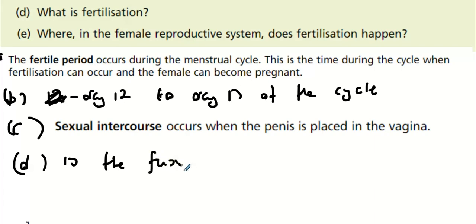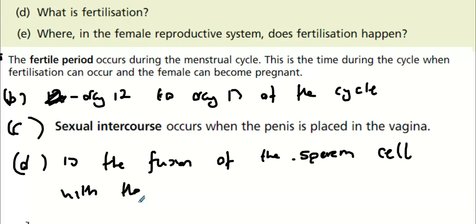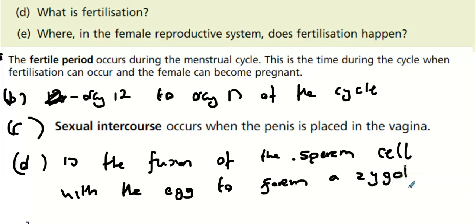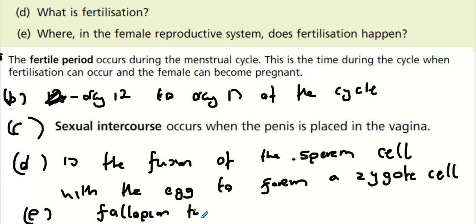It's the fusion of the sperm cell with the egg to form a zygote cell. A zygote cell is a fertilized cell. Okay. E. Where in the reproductive system does this happen? Well, it happens in the fallopian tube.